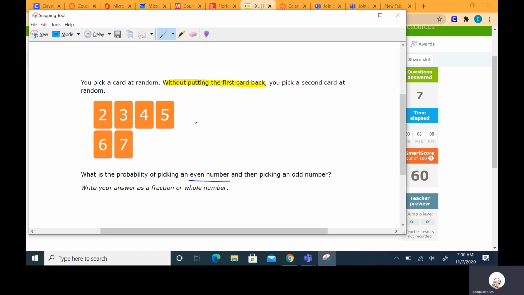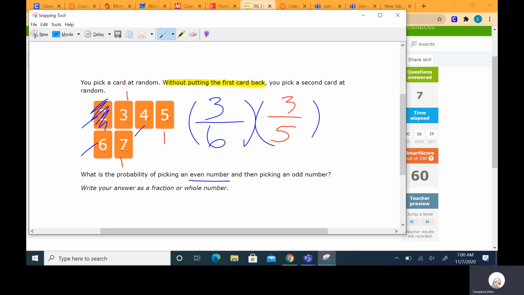So original conditions, we got 1, 2, 3, 4, 5, 6 cards. How many of them are even? 1, 2, 3. Okay, done. Then picking an odd number. All right, if I take 1 out, I've got new conditions. How many are odd? 1, 2, 3. Out of how many? 1, 2, 3, 4, 5.